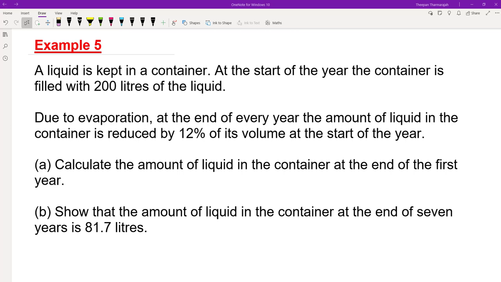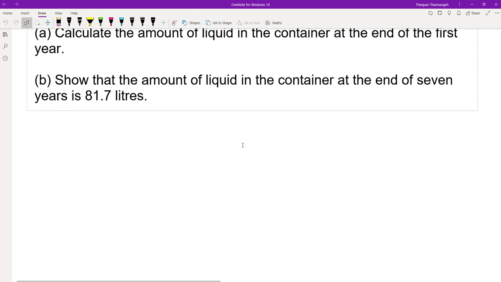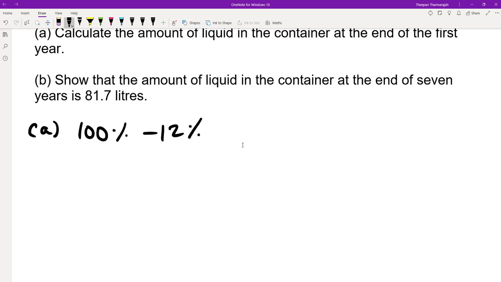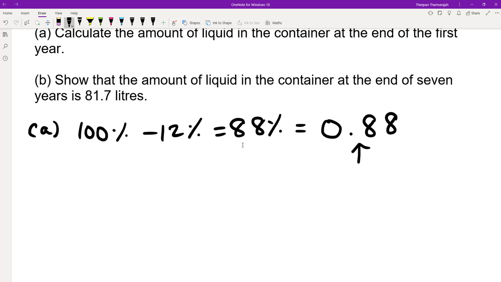So what we're going to do is think about this. What does it mean to be reduced? If we're being reduced, we're losing volume. So we'll have to minus it from 100%. So our multiplier now will be 100% minus 12%, which is 88%. Now that will give me 0.88. Now this is our multiplier.